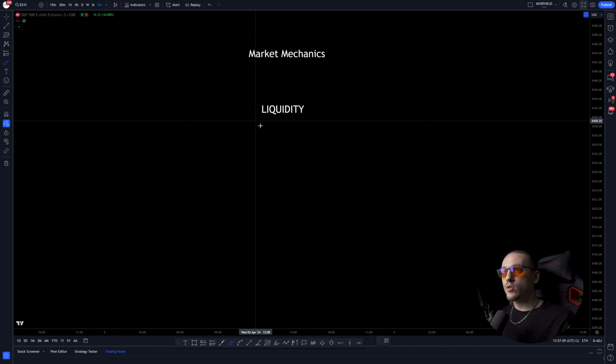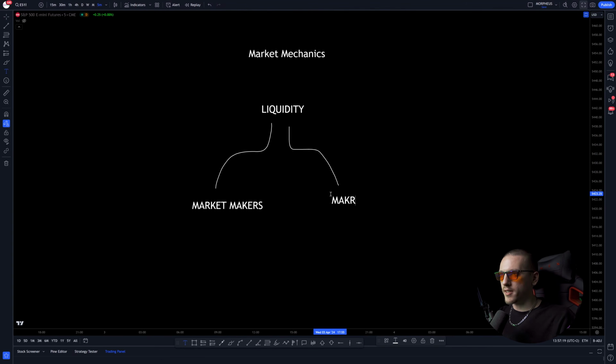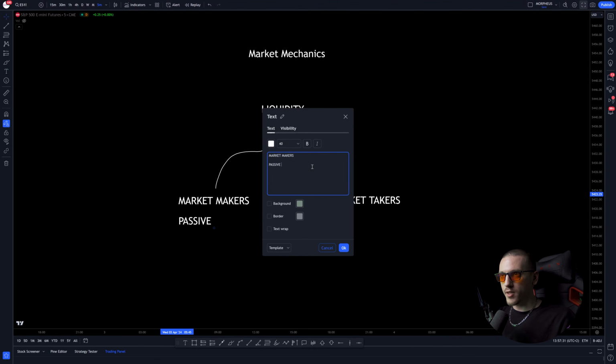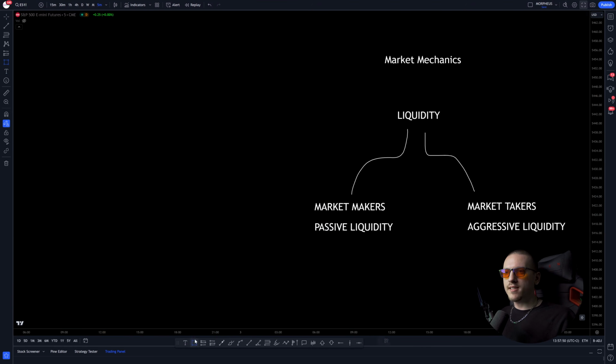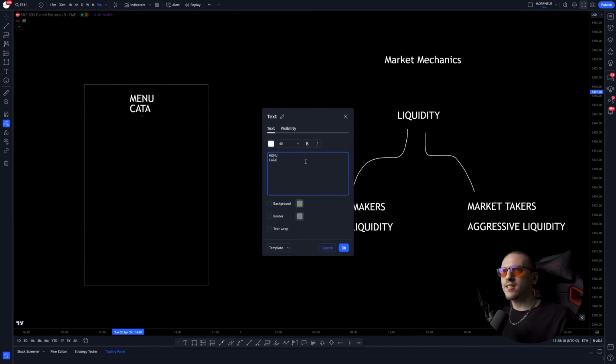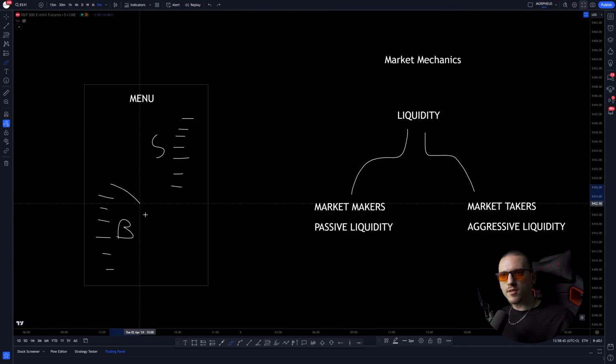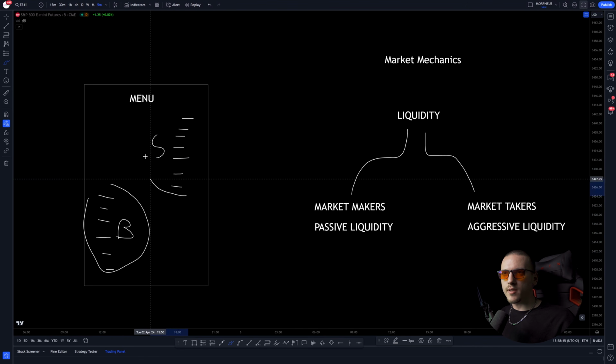All of these are true, but partial, because you have to know that you have two different kinds of liquidity: market makers and market takers, also known as passive liquidity and aggressive liquidity. To understand this even better, you can imagine the market makers as a menu, the catalog of the market. So you have a bunch of buy orders in the menu, and you have a bunch of sell orders in the menu. So there are buy orders, and there are sell orders.